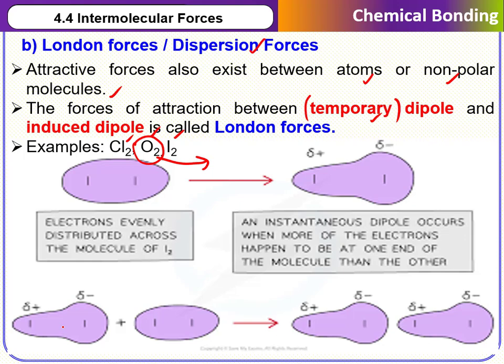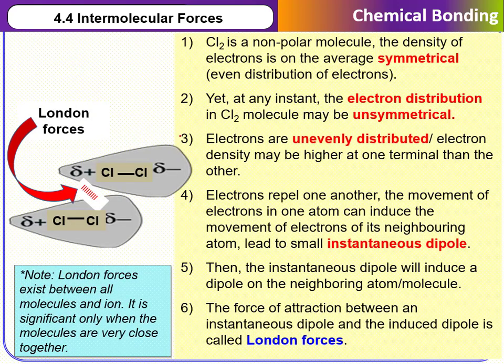For instance, we have here a Cl2 molecule. So Cl2 is a nonpolar molecule. Why is it a nonpolar molecule? Because they are the same atoms, right? Chlorine and chlorine, the same atom, so of course they have the same electronegativity. So the Cl2 molecule has even distribution of electrons, or we said the density of electrons is on average symmetrical.